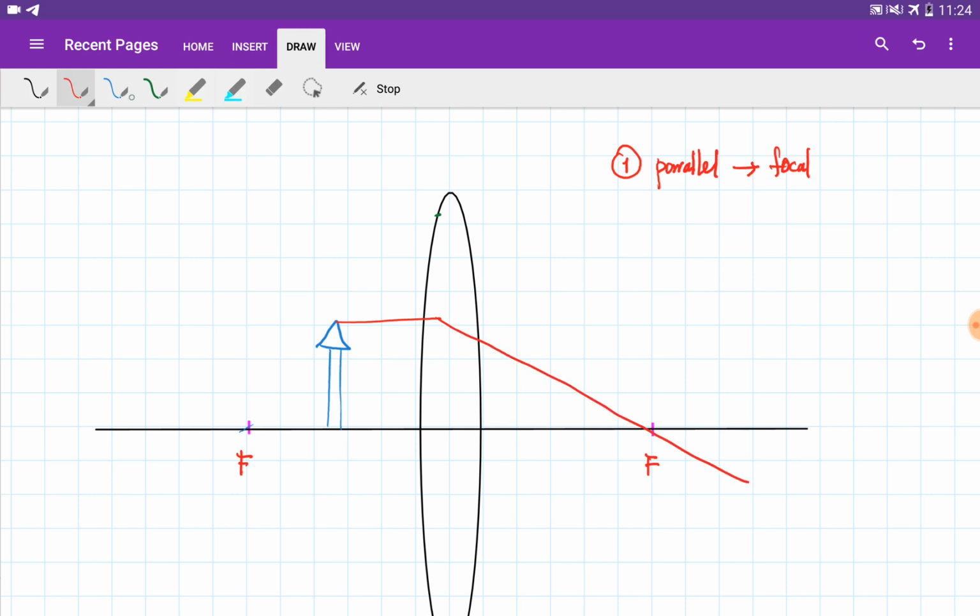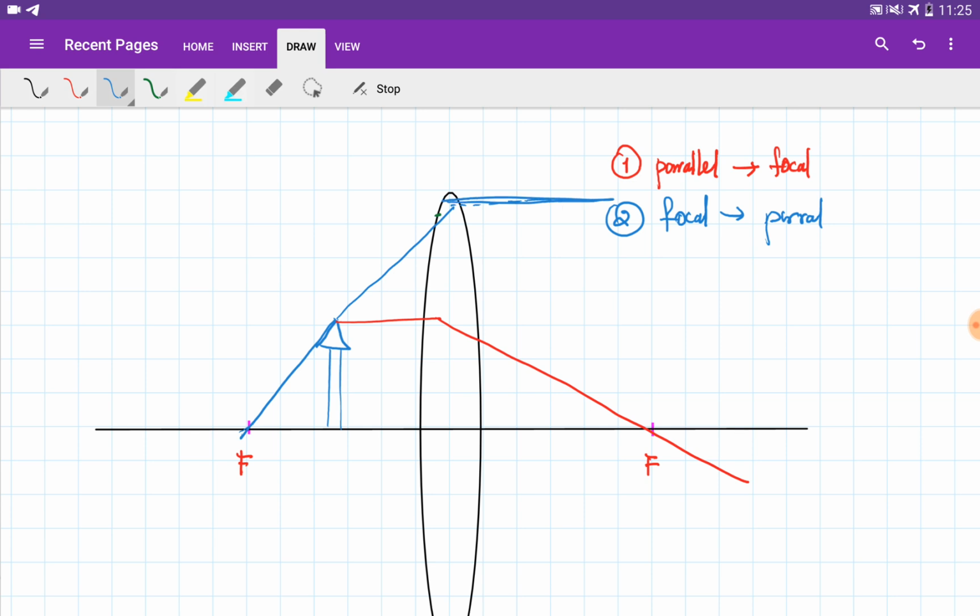In step number 2, we need to draw a line through the focal point, then parallel to the optical line. In this case, we're going to use this focal point in order to draw this. So our light is going to go through the focal point, and then parallel to the optical line.